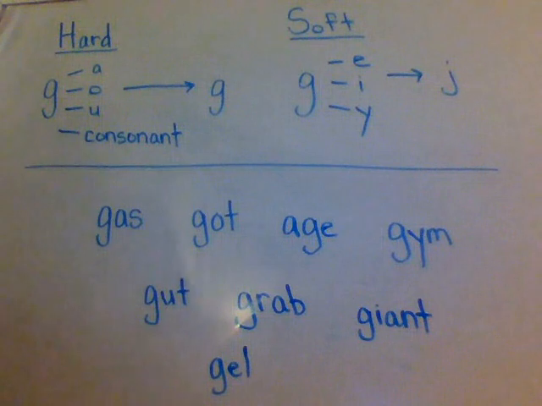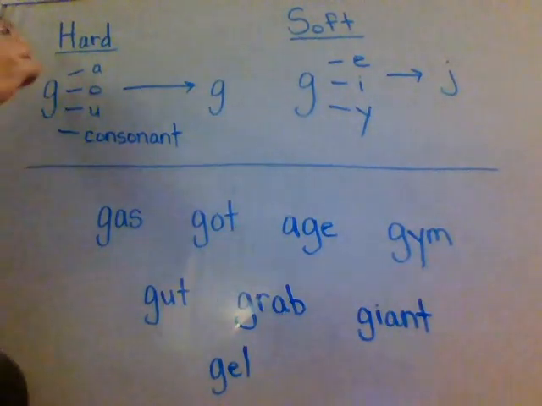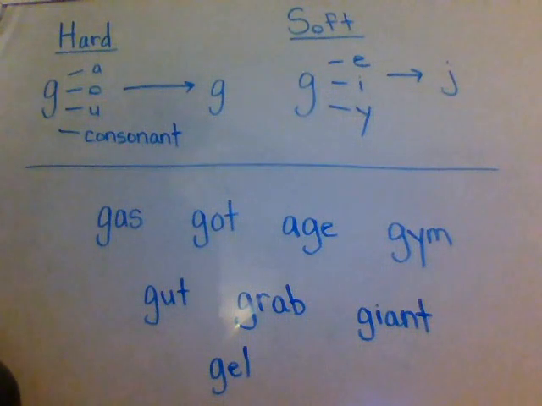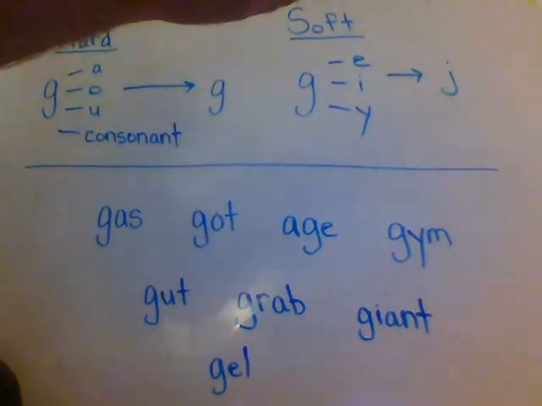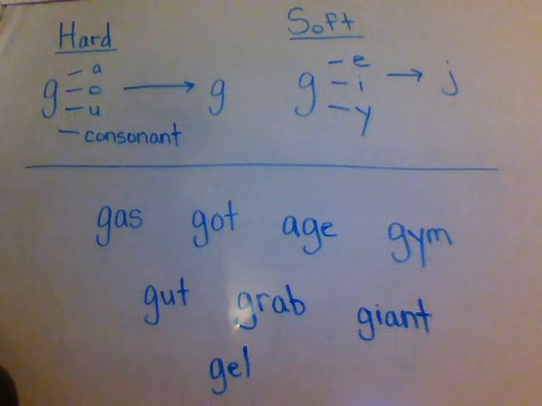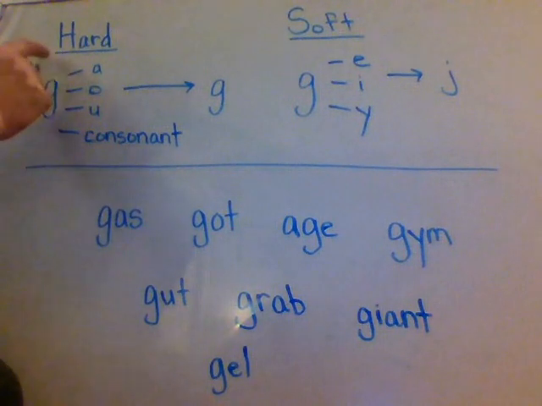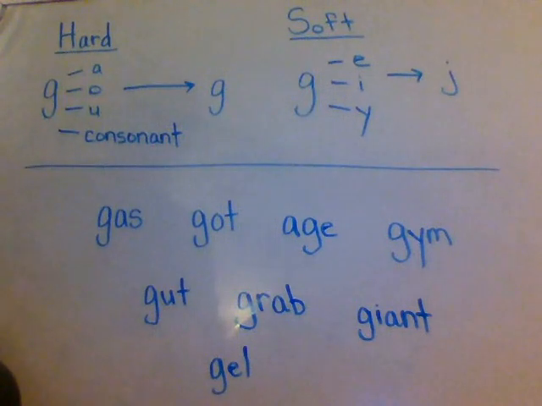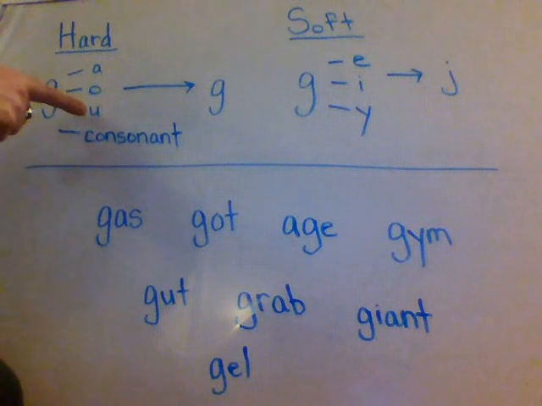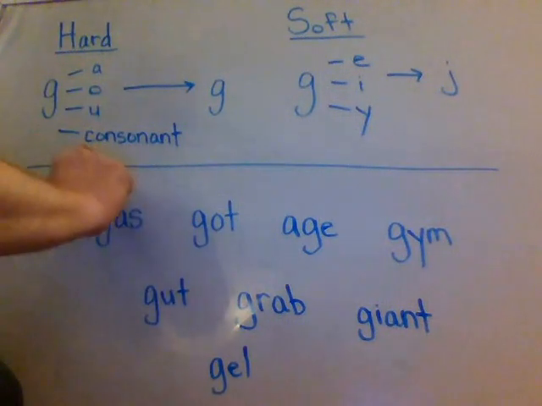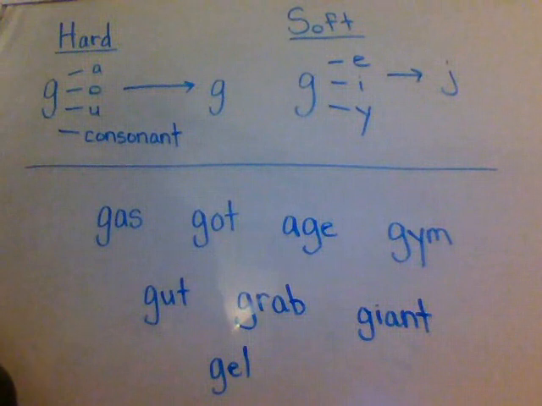Here are the rules that we can use to help us know if the G is going to be hard or soft in a word. These are the same rules that we use for hard and soft C. Let's start with hard G. When G comes before the vowels A, O, U, and all of the other consonants, it makes its normal hard sound G.